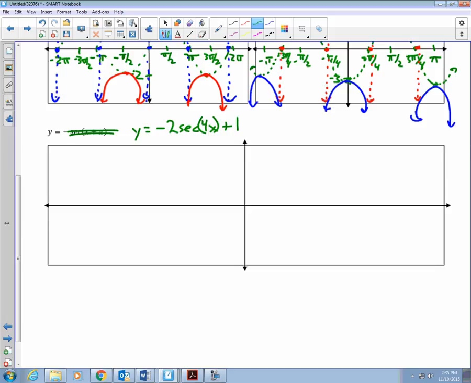Okay, now we're going to do y equals -2 secant of 4x plus 1. What's different about this one? There's a vertical shift. How do I know it's vertical? Because it's on the outside. Outside is vertical, inside is horizontal. Is there a horizontal shift? No. Folks, for secant and cosecant, we haven't done an example of a horizontal shift, but it follows the same as sine and cosine.